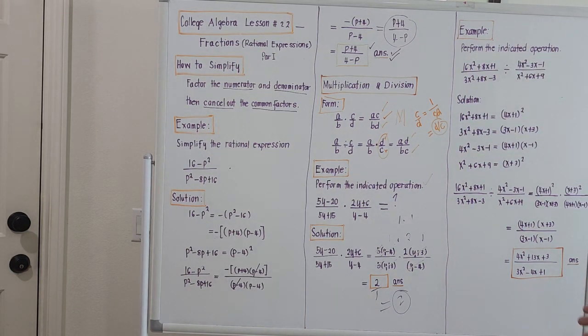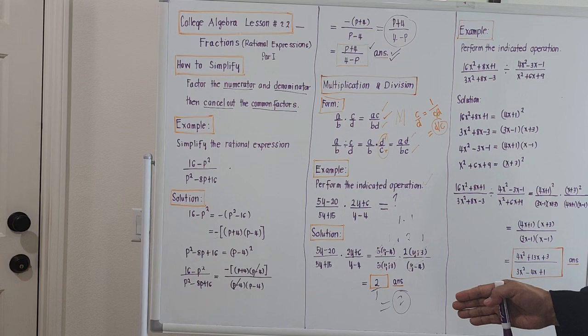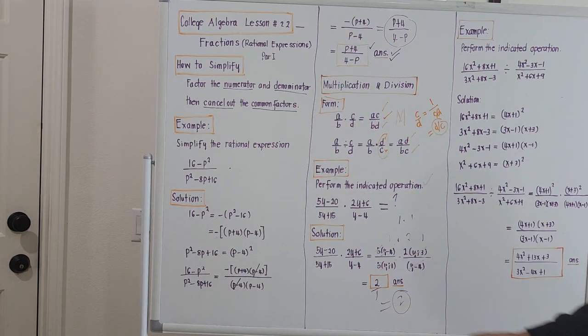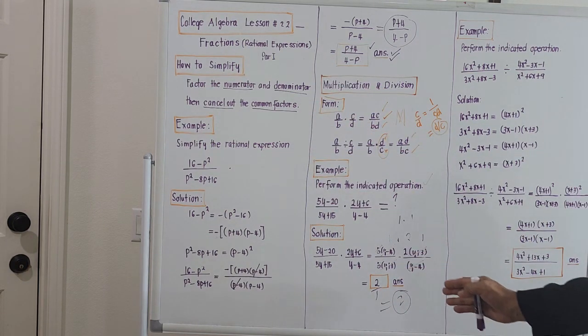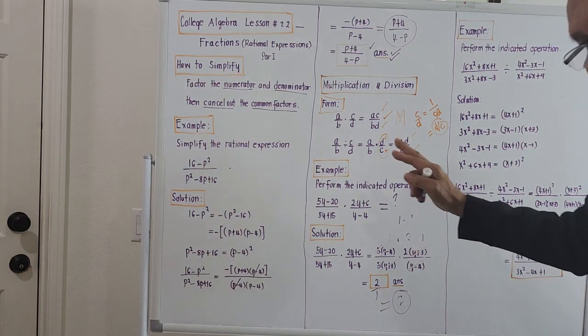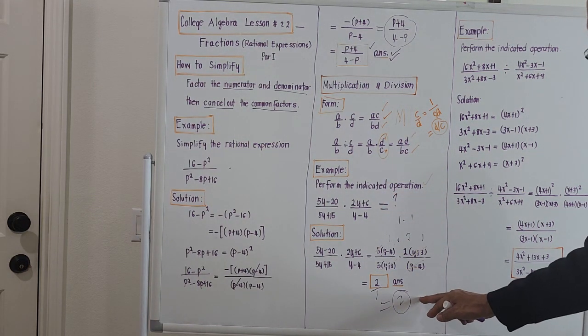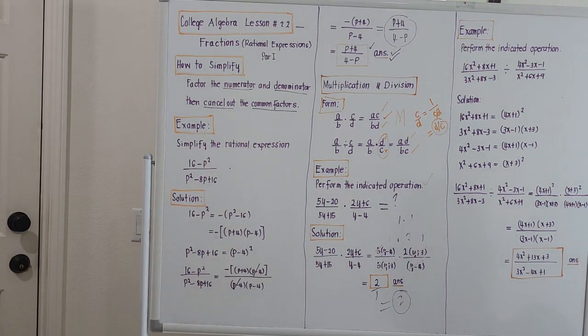So it's easy to simplify if we follow the concept, because after the cancellation, we can visualize our final answer, and our final answer will be 2. Last example for this morning. Example number 2, a little bit longer.